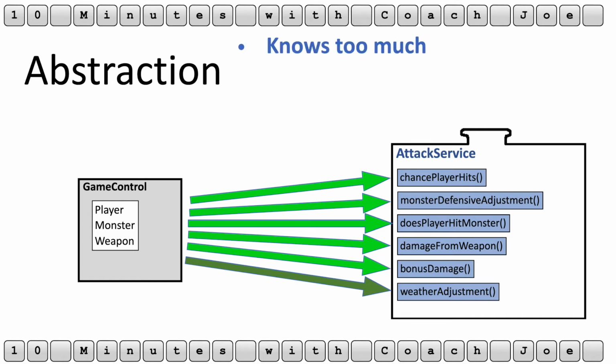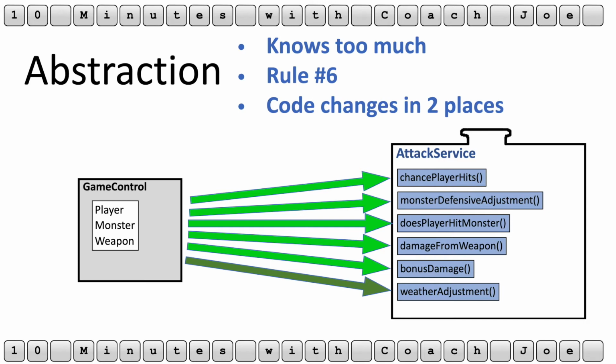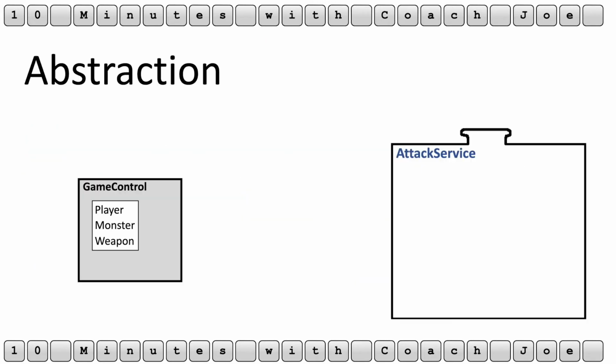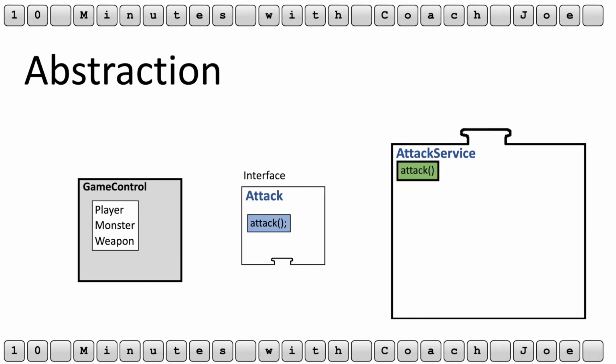The Game Control class has too much knowledge of the inner workings of the attack service class. It's breaking rule number 6 and requires code changes when the attack service is changed. This is an ideal situation for abstraction. Instead of a remote control, we create an abstract method called attack. Let's put this attack method inside an interface called attack, and implement the attack method in the attack service class.